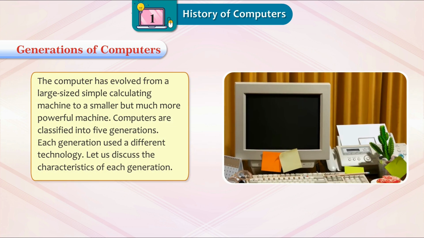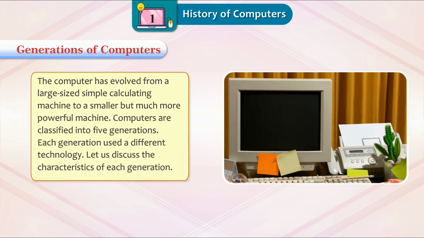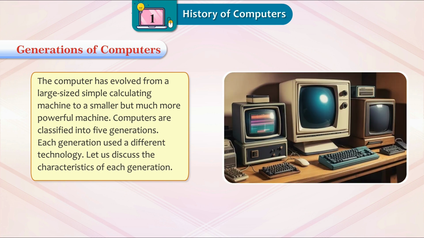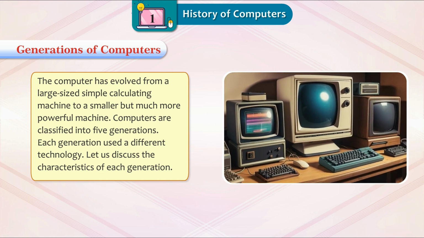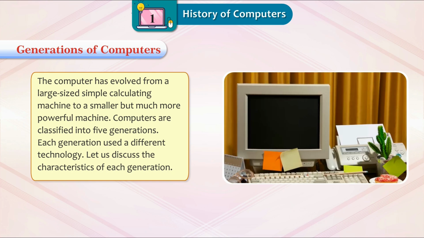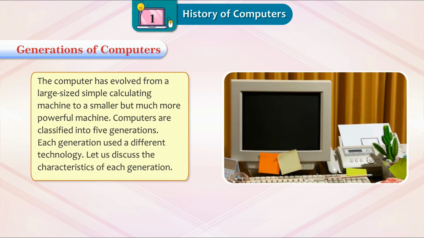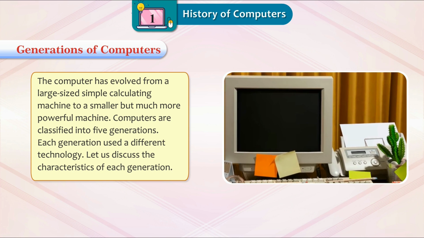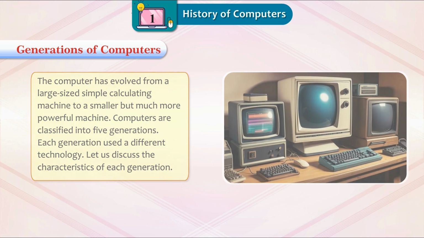Generations of computers. The computer has evolved from a large-sized simple calculating machine to a smaller but much more powerful machine. Computers are classified into 5 generations. Each generation used a different technology. Let us discuss the characteristics of each generation.